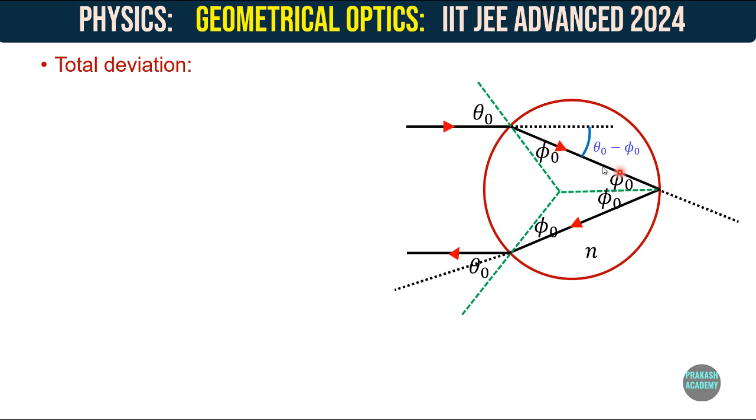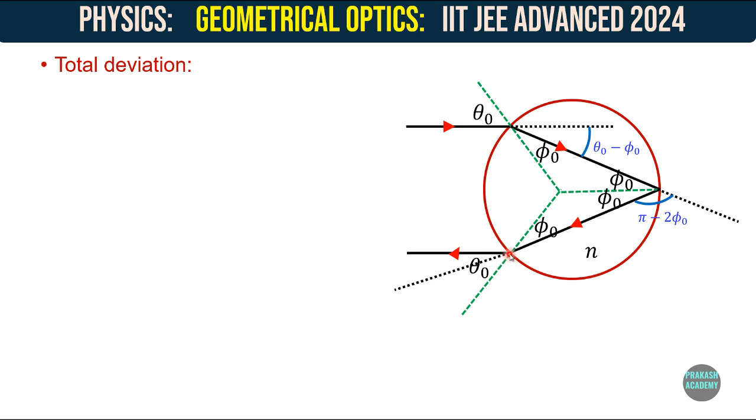Now on this surface, this is the initial path, but this is the reflected path. This means this is the angle of deviation. How much will this angle be? This total angle is pi, because it is an angle on a line. This angle is phi naught, this angle is phi naught. So this means this angle is pi minus 2 phi naught. So the angle of deviation on this surface is pi minus 2 phi naught.